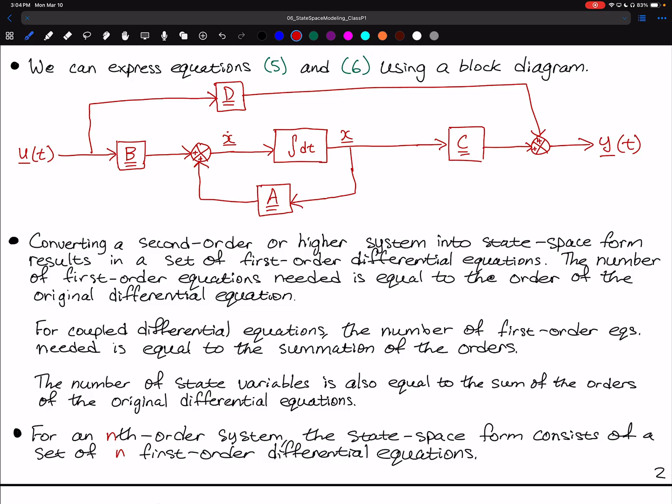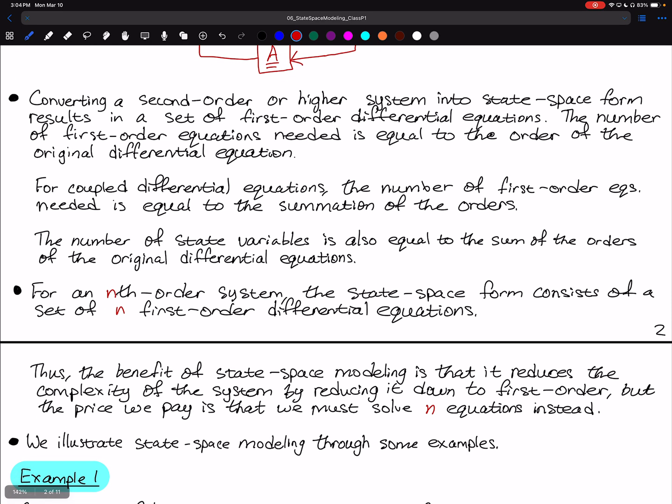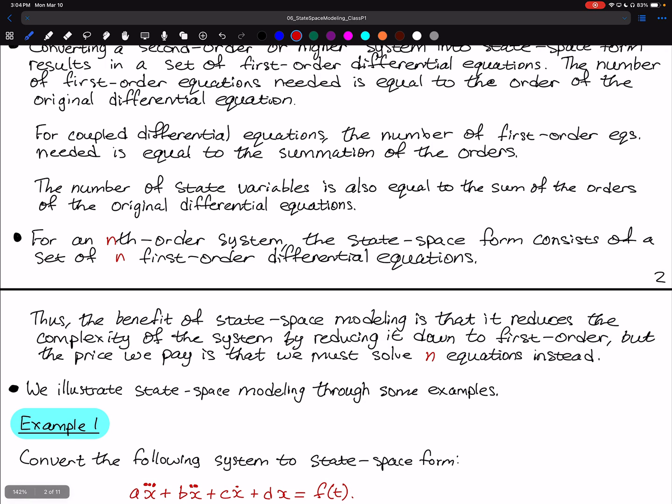Okay, so the benefit of state space modeling is that it reduces higher order differential equations down to first order differential equations, which are things that are relatively easier to solve directly. The disadvantage is that by doing that, you pay the price of having extra equations. You now have more equations that you have to deal with. And so you can reduce the complexity down to first order, and then you pay the price by having n additional equations, or n minus 1 additional equations to solve.